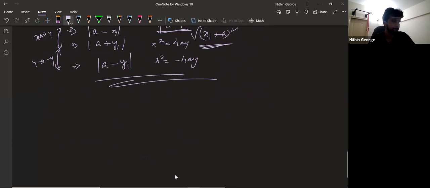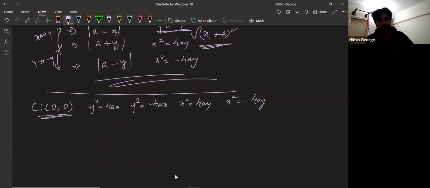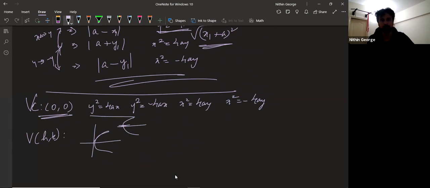Now, if we translate all this, till now the center has been 0, comma 0. So then you get y square equal to 4ax, y square equal to minus 4ax, x square equal to 4ay, and x square equal to minus 4ay. This is when the center is 0, comma 0, or the vertex is 0, comma 0. Now, if the vertex is some point h, comma k, how do things change? Okay, so y square equal to 4x will be here. But if I change this to some place here, where this point is h, comma k, how does the equation change?